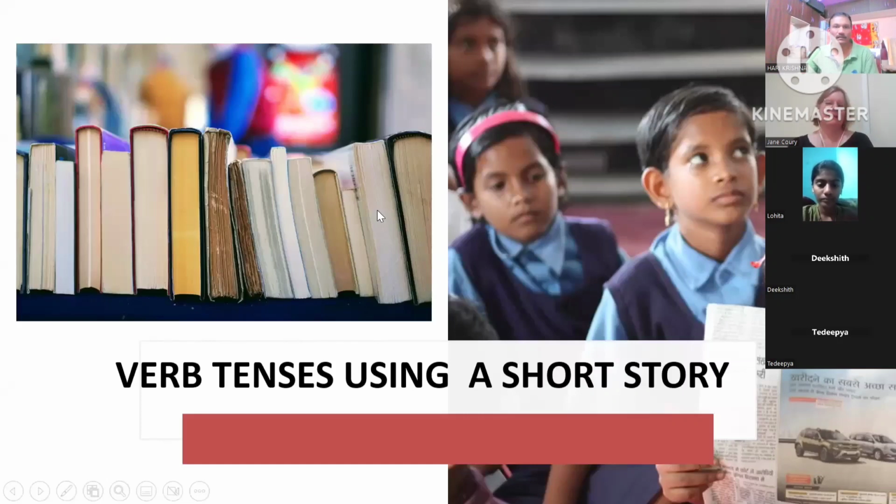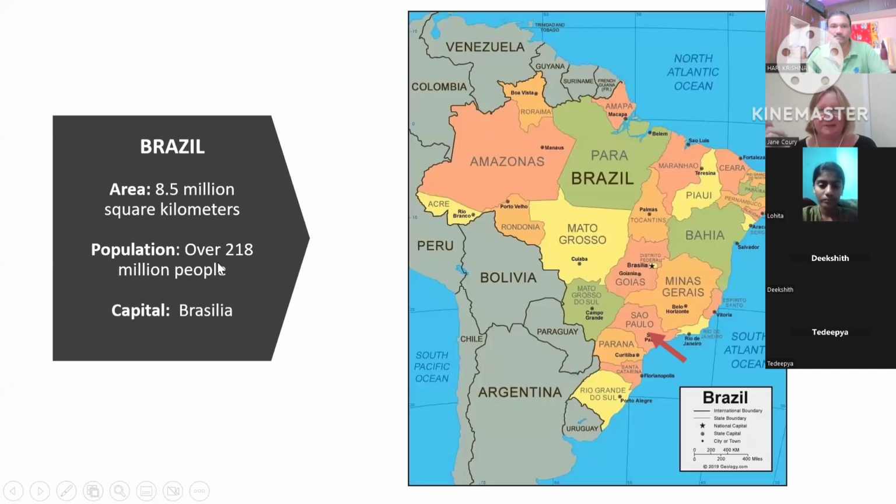Okay. So today we're going to talk about verb tenses, and we're going to do that by using a short story. Okay. So we can see it in context. It's very important to see grammar in context. Okay. So just to check, did my screen change?